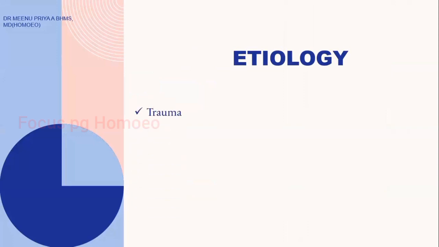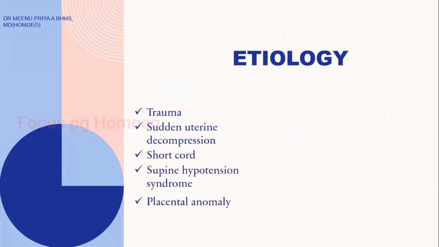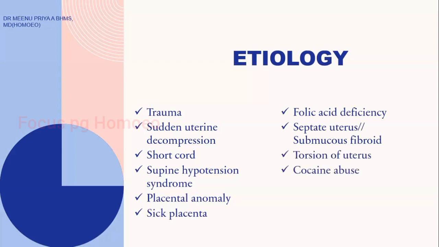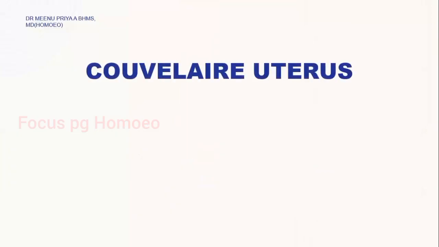First is trauma, which separates the placenta, and sudden uterine decompression, short umbilical cord, supine hypotension syndrome, placental anomaly, any anomalies with placenta, thick placenta, folic acid deficiency, septate uterus or submucous fibroid, torsion of the uterus, cocaine abuse, thrombophilia, prior abruption. So there is a history of abruptio placenta. That will become a direct risk factor or etiological factor for present abruptio placenta. So these are the factors. It can be asked as any of the above or one of the above. So just remember.